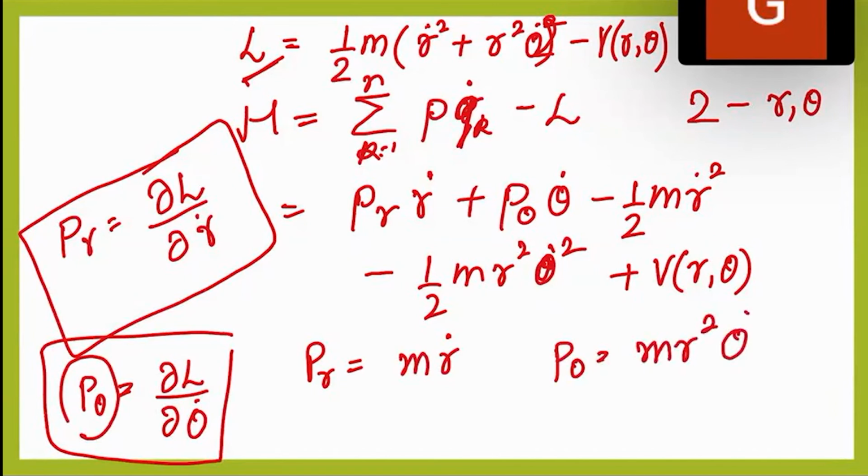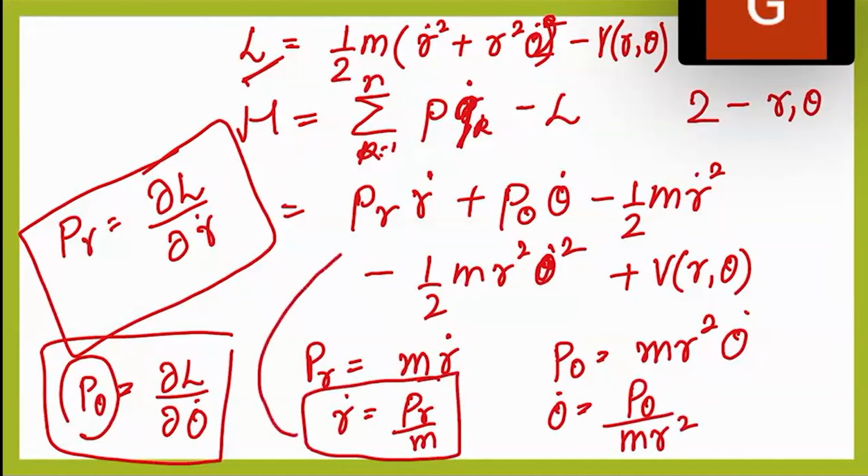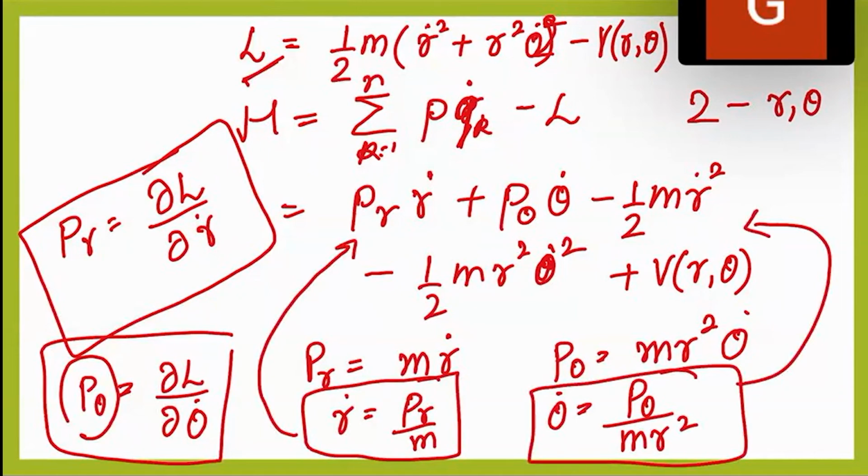Now what we will be doing is eliminating the r dots and theta dots. So your r dot is simply p r by m. Your theta dot is simply p theta by m r square. Now we will plug in the values of r dot and theta dot here, and get rid of the q dots. Whatever expression we get will be the Hamiltonian for the system. Am I clear?